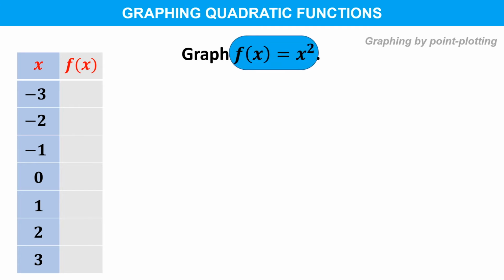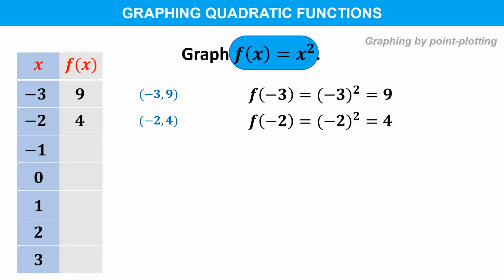Compute the corresponding function values for each x using the defining function f of x is equal to x squared. If x is -3, f of -3 is 9 and the corresponding point is -3, 9. If x is -2, f of -2 is 4 and the corresponding point is -2, 4. If x is -1, f of -1 is 1. The corresponding point is -1, 1.